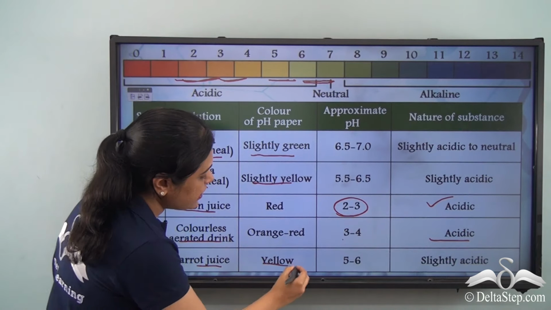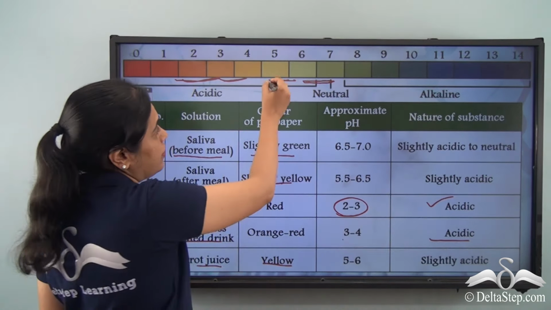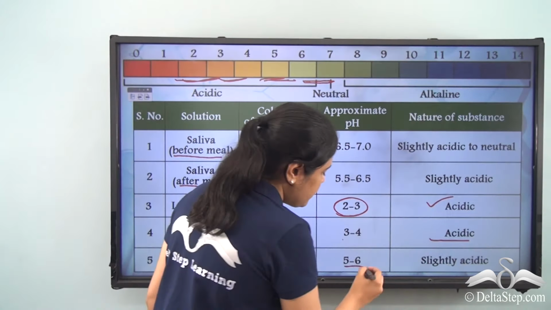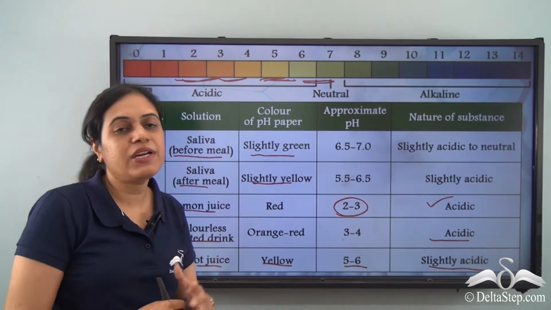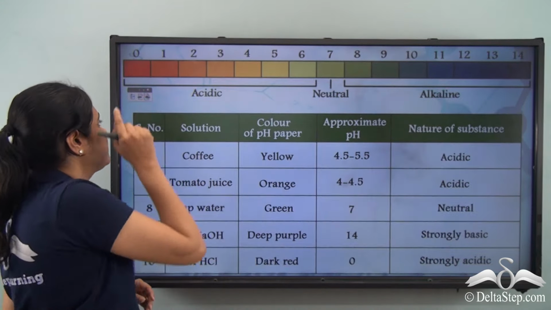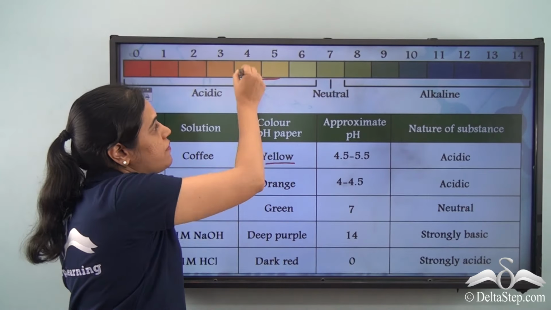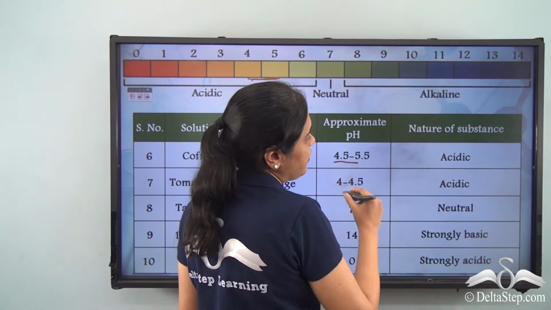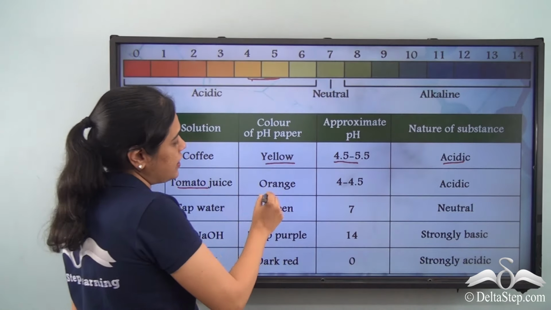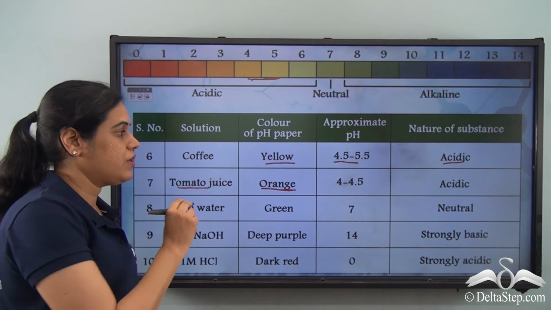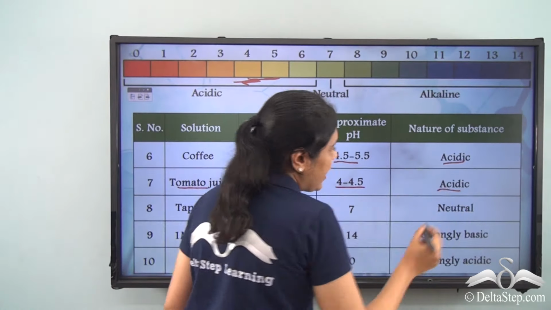Carrot juice is yellow in color. If we dip pH paper in carrot juice, we get a yellow color, so the pH is between 5 and 6 and it is slightly acidic. As you can see, we are getting approximate values of pH based on the colors. If we look at coffee, once again we get a yellow color, so the pH lies between 4.5 and 5.5 and the coffee is acidic. Tomato juice turns the pH paper orange, so the pH is 4 to 4.5 and it is acidic.